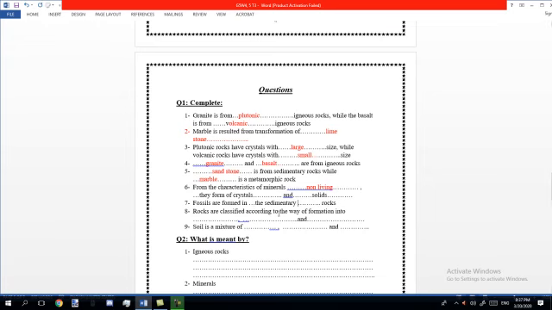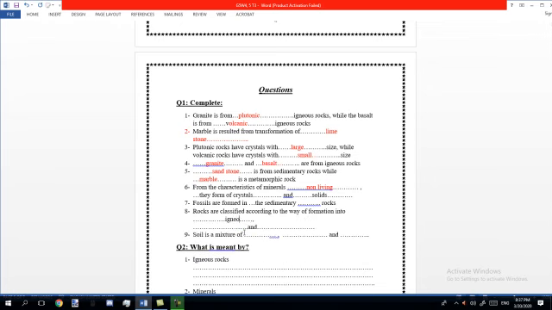Rocks are classified according to the way of formation into what, and what? We said that rocks are classified according to the way of formation. How many types? Yes, I heard you. 3 types. Yes, you are right. What are they? Igneous rocks, sedimentary rocks, and metamorphic rocks.